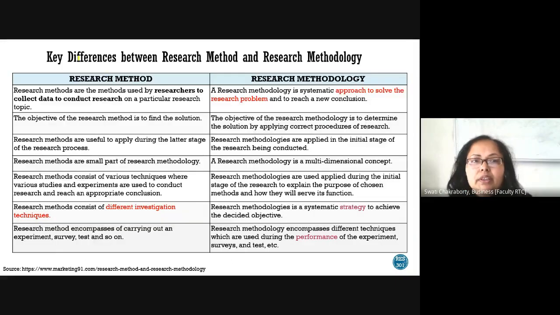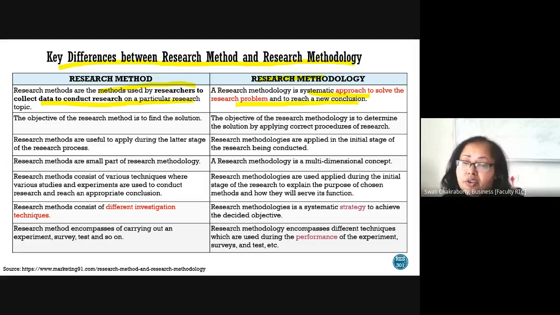So we start with the key differences between research method and research methodology. Now, when we say research method, we are talking of the methods which researchers use for collecting data to conduct research on a particular research topic, whereas methodology is a systematic approach to solve the research problem and to come to a new conclusion. So methodology is the logic behind using that method, right?